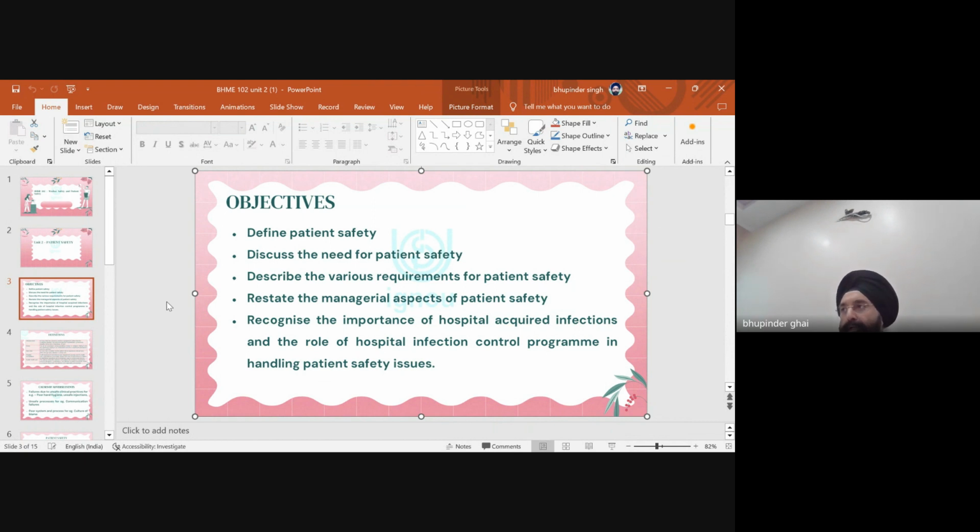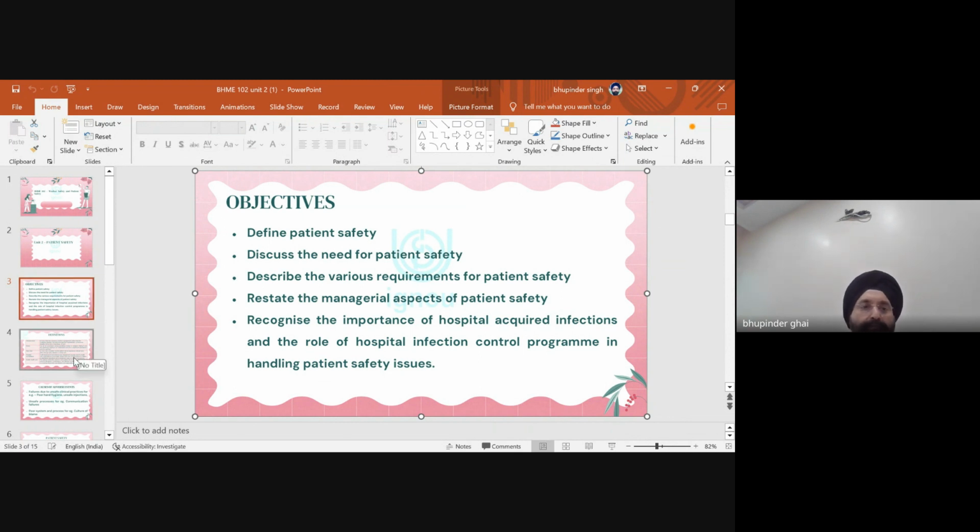So hospital acquired infection is very important, and it is the infection which a patient develops once he is admitted in the hospital. After 48 hours, if he develops a new infection, suppose a patient is admitted for backache, and after 48 hours he develops chest infection or severe cough, then we say that it is hospital acquired infection. So we need to take care of those acquired infections.